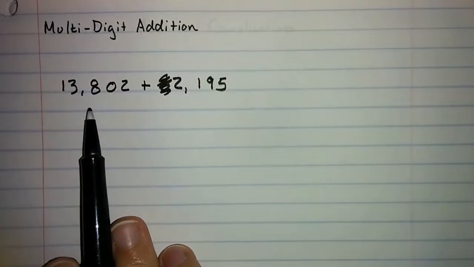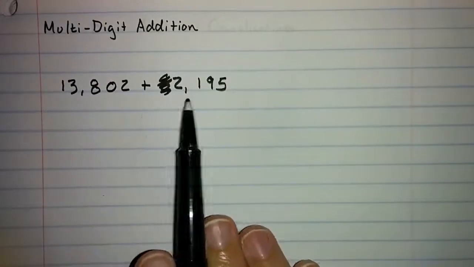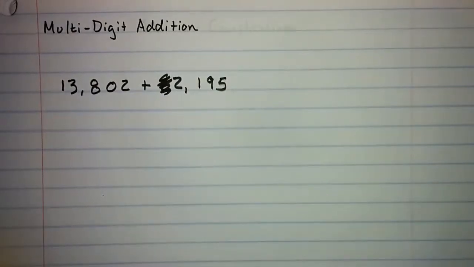Here we're going to learn what's called the standard algorithm for multi-digit addition. And it's based on what we saw in the last video with the expanded form. Let's suppose we would like to add 13,802 plus 2,195. How do we do this?